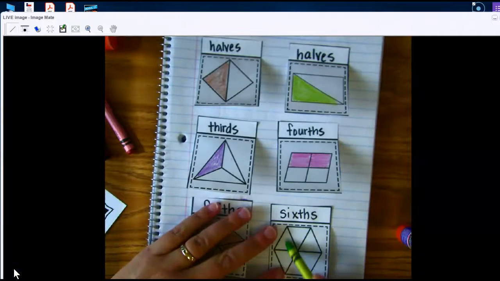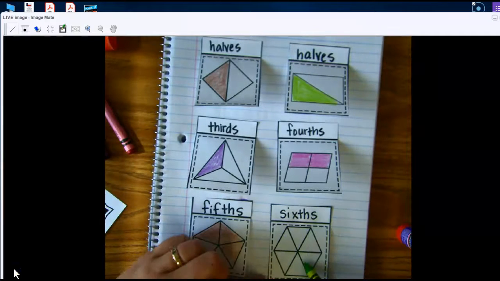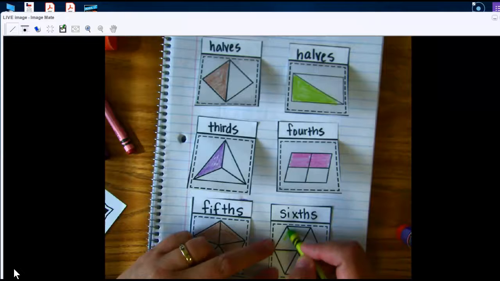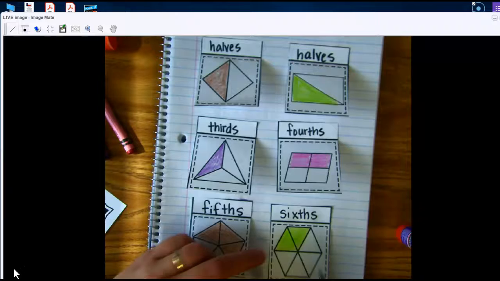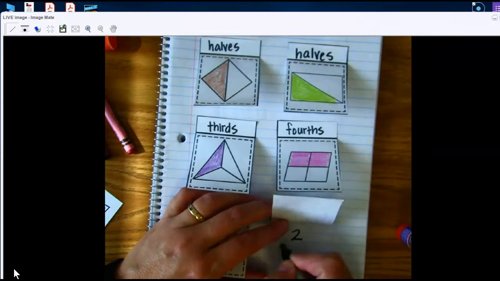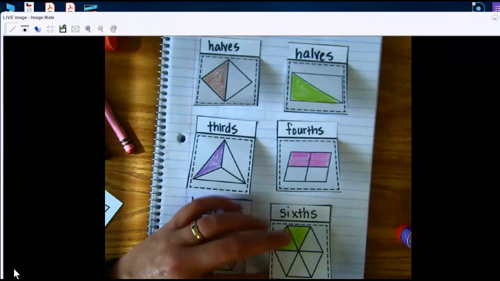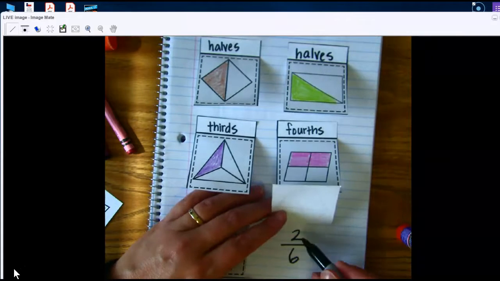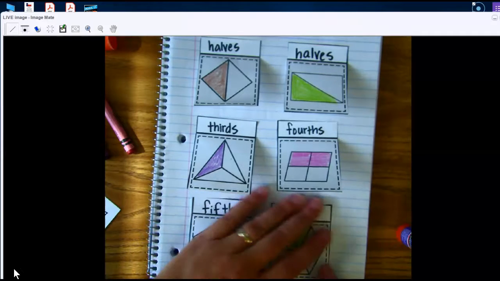So you can color all the way up to 6 parts or just a few. I'm going to do 2. 2 sixths. So the top number is how many I colored. The bottom number is how many parts there are. And I read it 2 sixths.